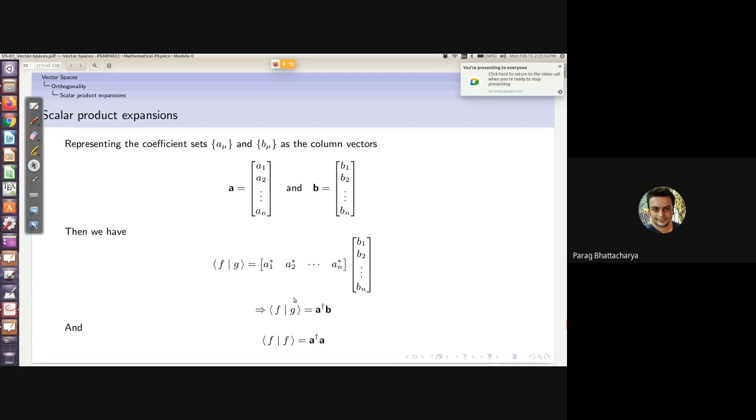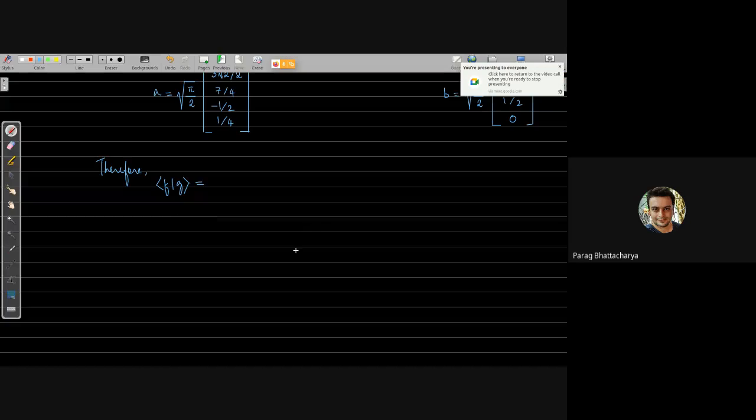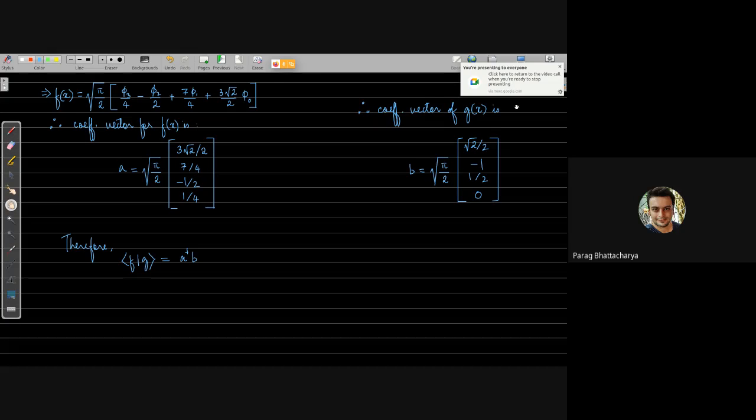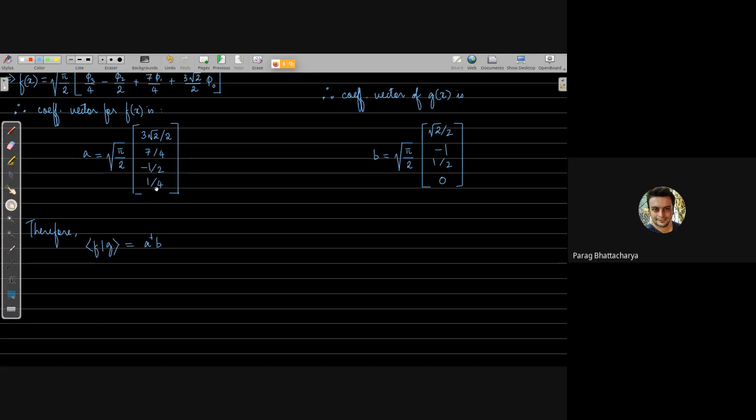It is equal to A dagger B. A dagger B means you have to transpose and then you have to conjugate. Dagger means transposition and conjugation. Here there is no need to take the conjugate because all are real numbers, so you only have to take the transpose.